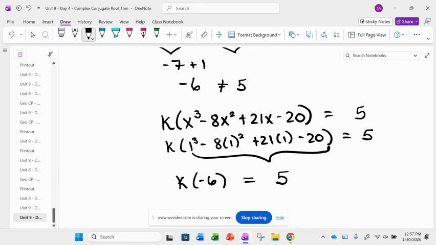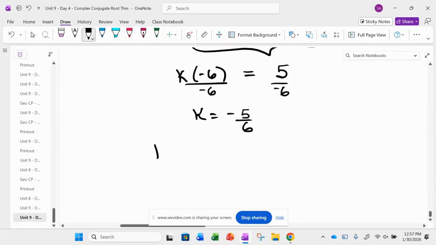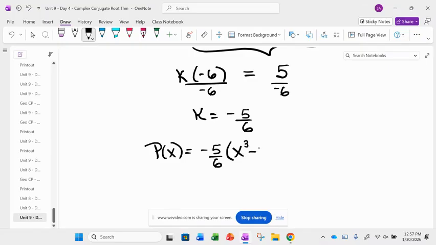So guess what I'm solving for? Okay, so what do I do? Divide by negative 6. So what does that mean? Our GCF has to be negative 5 over 6. So our polynomial function is going to be negative 5 over 6 times x cubed minus 8x squared plus 21x minus 20.